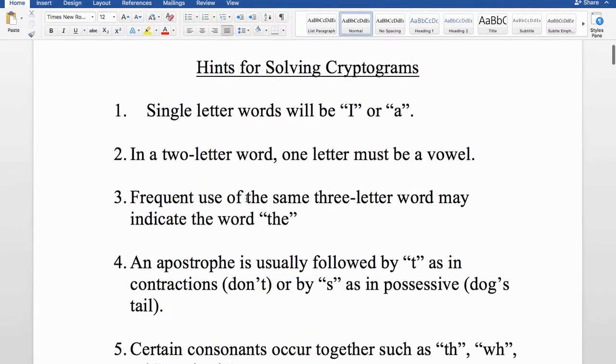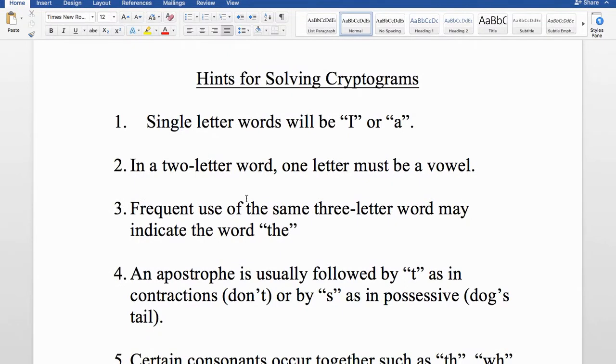So strategy number 1 is, if you have a single letter word, it's going to be either I or A. Those are the only 2 commonly used single letter words that there are. And in most cases, to be honest, it's going to be an A. The exception is if you have a quote, which would normally be indicated with quotation marks or by having the name of the author at the end, that might be an I. But more than likely, if it's a single letter word, it is going to be A.